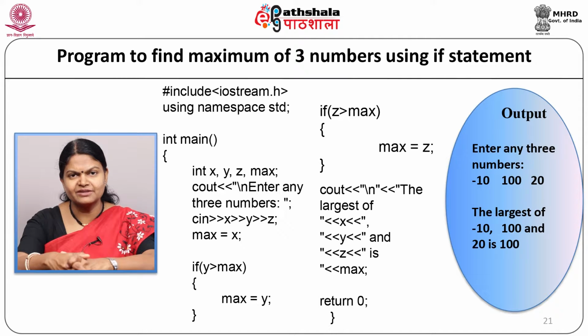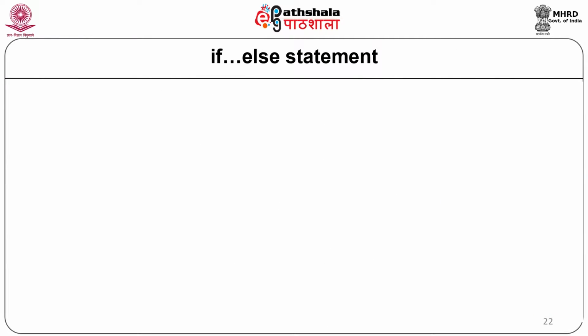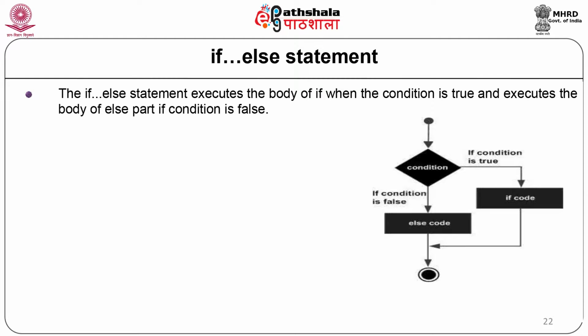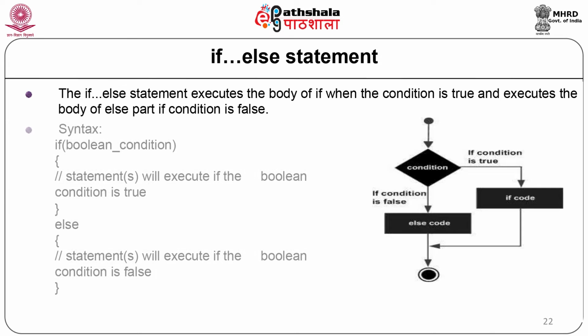So, this is a simple program of finding out the maximum of 3 numbers using the if statement. The next is the if-else statement. The if-else statement executes the body of if when the condition is true and executes the body of else if the condition is false. The syntax is: if boolean condition, then the set of statements, else, start with the curly braces, the set of statements if the boolean condition is false, end of curly braces.